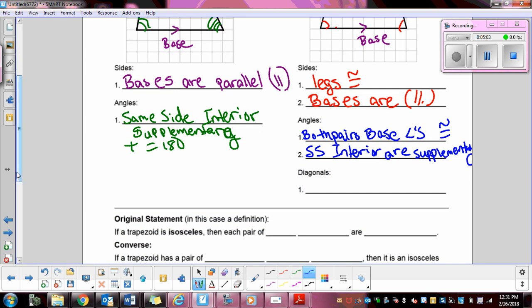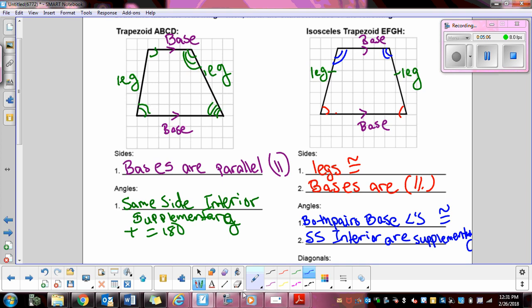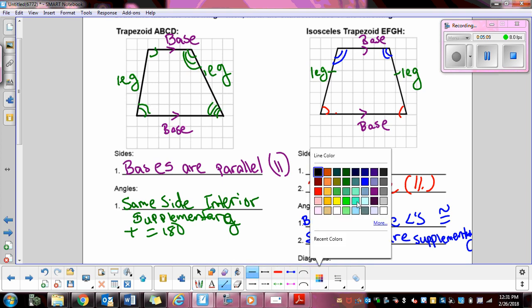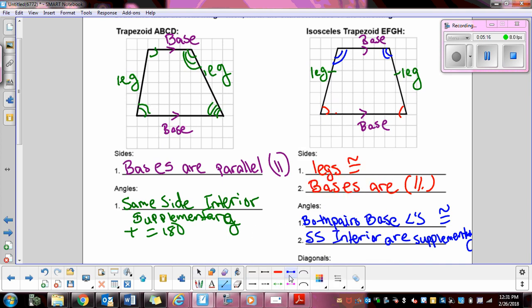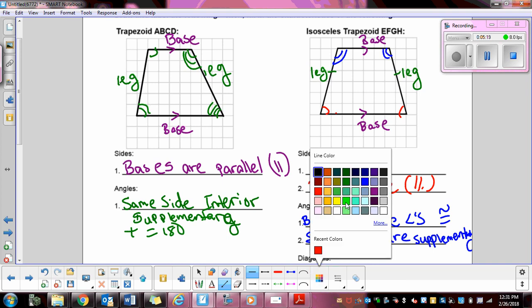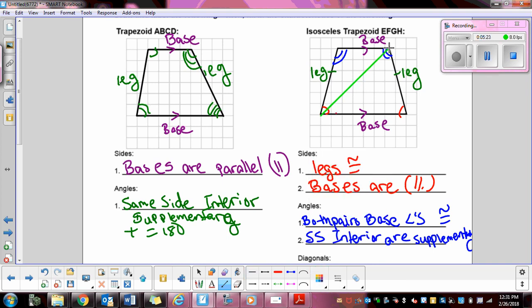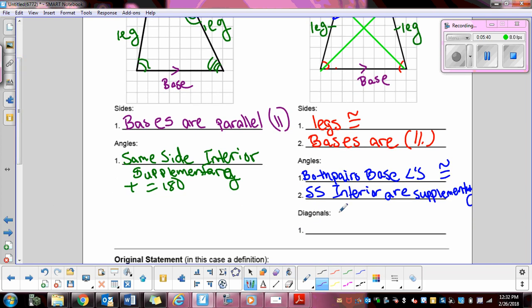All right, let's talk about the diagonals. We do have something special, but it's only on the diagonal of the isosceles trapezoid. So these diagonals are going to be congruent to one another. They do not bisect each other, but they are congruent. So we're going to say diagonals are congruent. Their measures are equal. Okay.